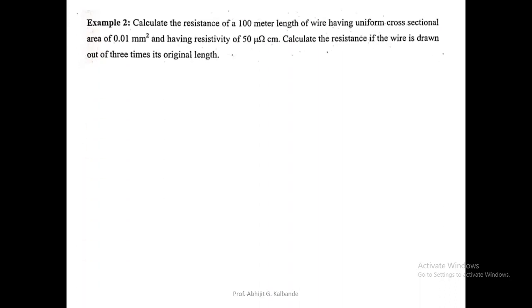The next numerical will be in front of you. Calculate the resistance of a 100-meter length of wire which has a uniform cross-sectional area of 0.1 mm square and a resistivity of 50 micro ohm centimeter. We have to calculate the resistance if the wire is drawn out to 3 times its original length.